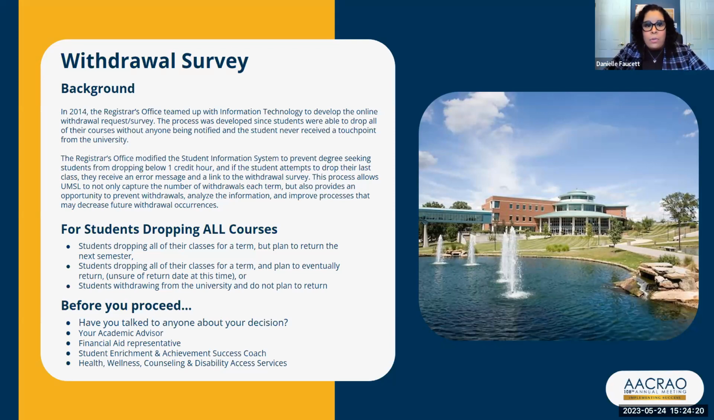So now when the student drops their courses or wants to drop all their courses for a given term, they have to complete the withdrawal survey before they're allowed to do so. This then alerts specific offices on campus and is sent through a series of approvals, such as the student's advisor, Veterans Affairs, International, and Athletics prior to being processed. The registrar's office modified the student information system to prevent degree-seeking students from dropping below 1 credit hour, and if the student attempts to drop their last class, they receive an error message in the student information system that then gives them a link to the withdrawal survey, which again is housed in that external application.